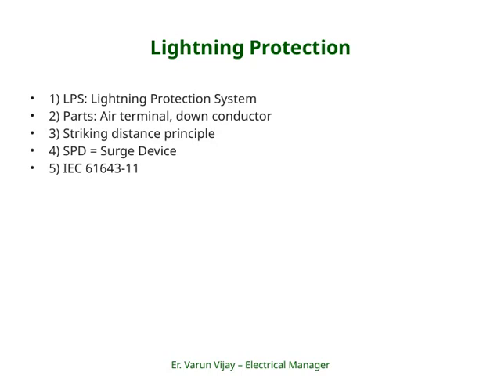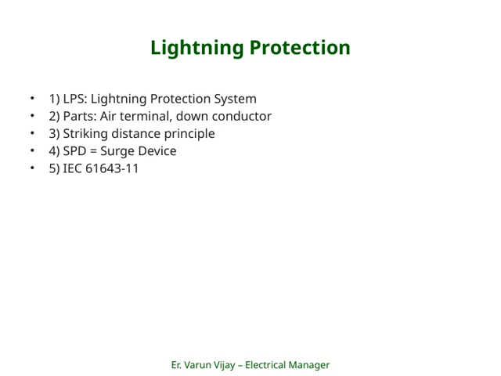Lightning protection is a crucial aspect of safeguarding our structures and electrical systems. On this slide, we'll discuss the Lightning Protection System, or LPS. This system is designed to safely direct lightning strikes away from sensitive equipment and people. The main parts of an LPS include the air terminal, which is the visible point that attracts the lightning, and the down conductor, which safely guides the lightning current to the ground.